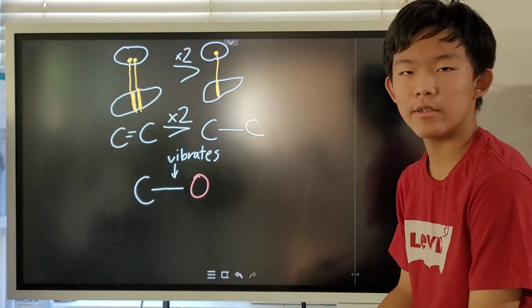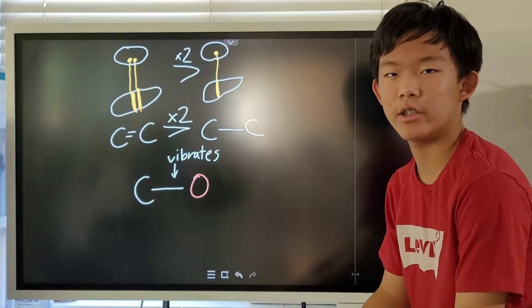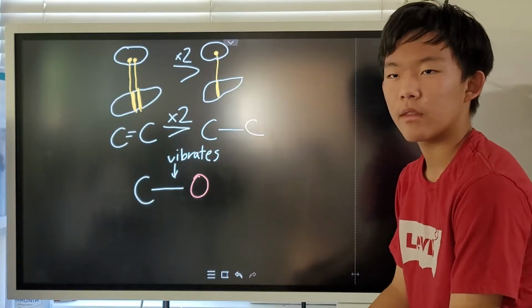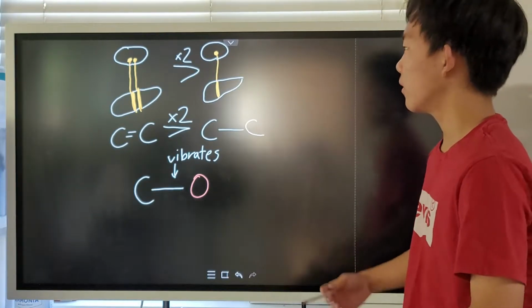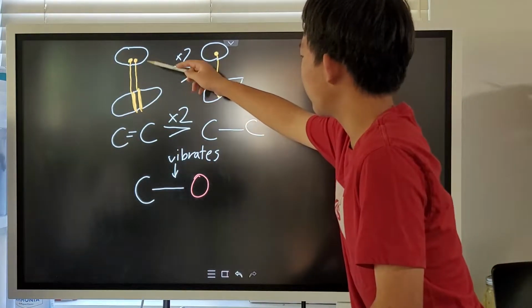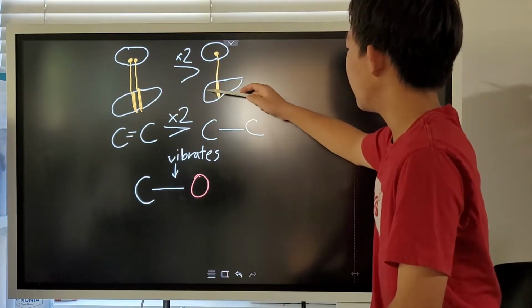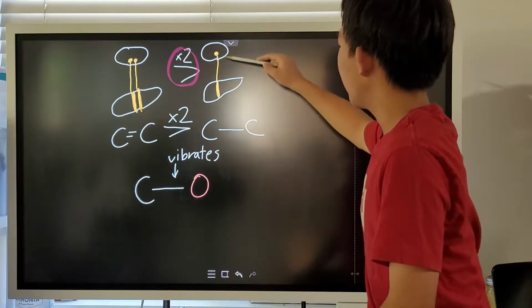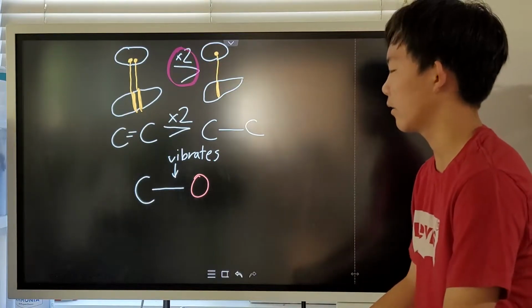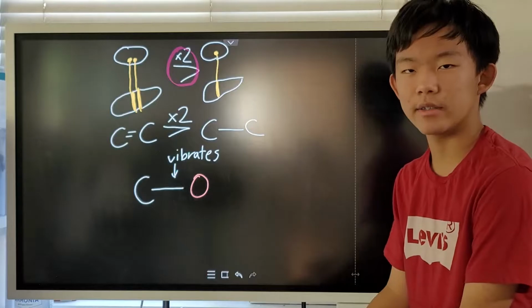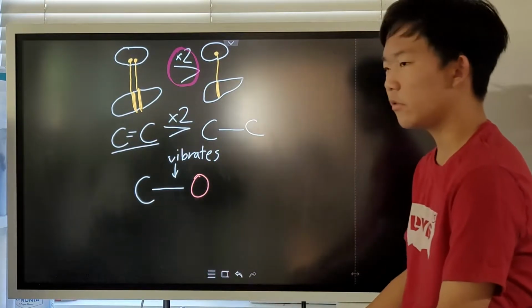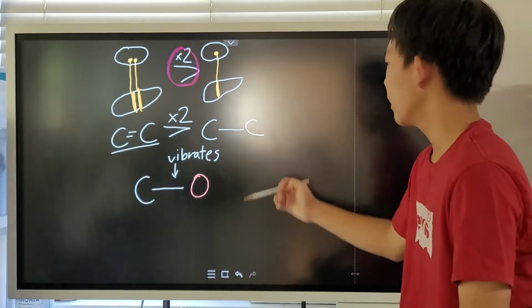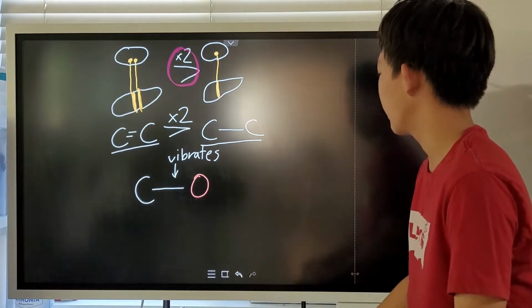Hey guys, so today we're going to be talking about bond energy and bond length. Let's start off with a little bit of bond energy. All of you know that two ropes tying two things together is obviously much stronger than having one rope tying two things together. This is exactly the same for atoms. A double bond between two atoms is usually twice as strong as two atoms connected by a single bond.